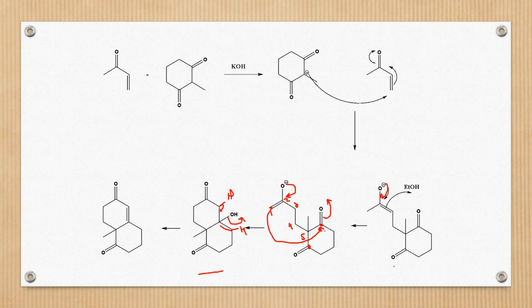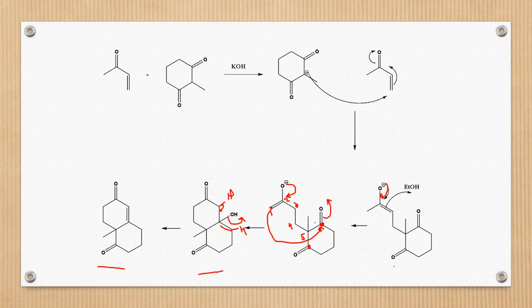So here I have shown the attack at this carbonyl site. So this carbonyl group has attacked. That is why you will get a fused ring at this position. So there will be a ring generated at this position, and after the dehydration you will get this. So this would be a fused ring. Okay. So is it clear?